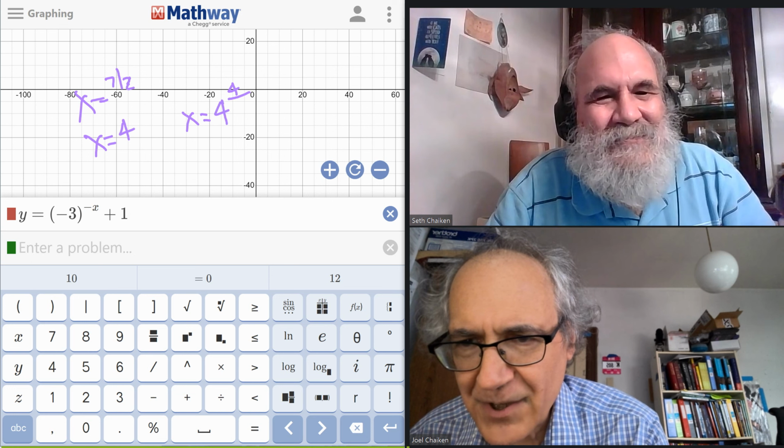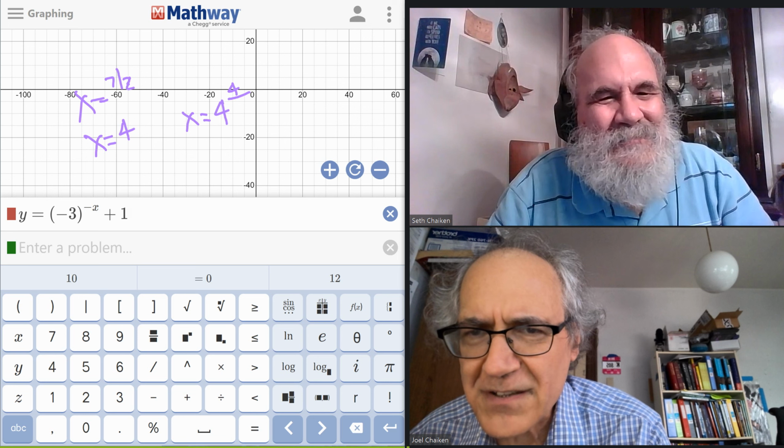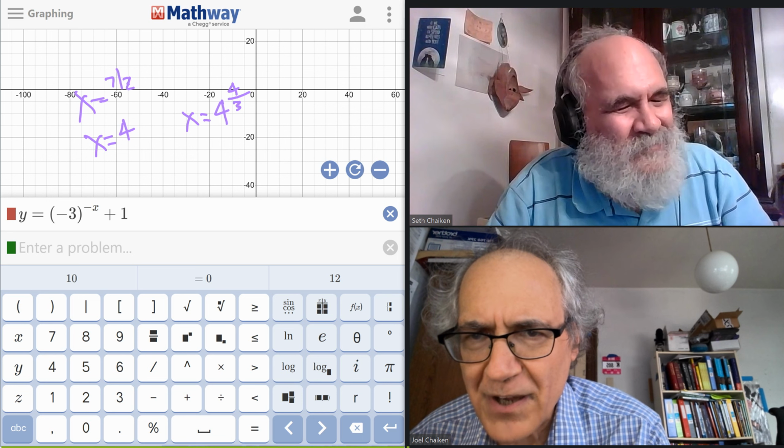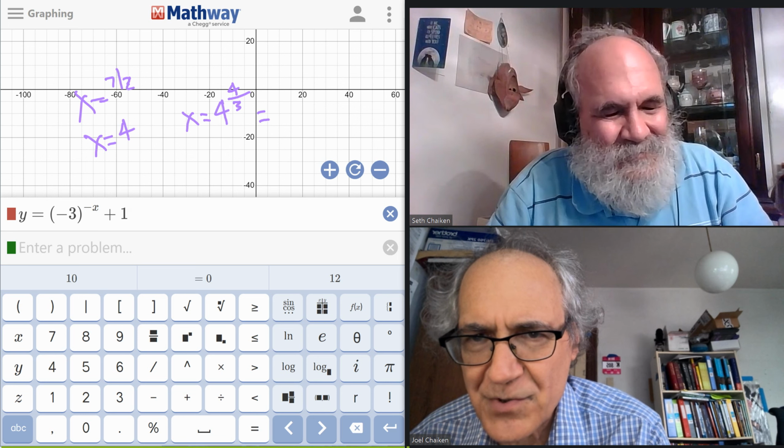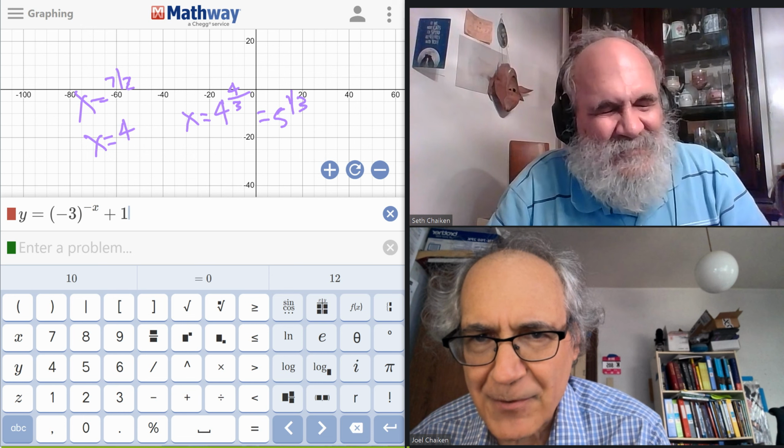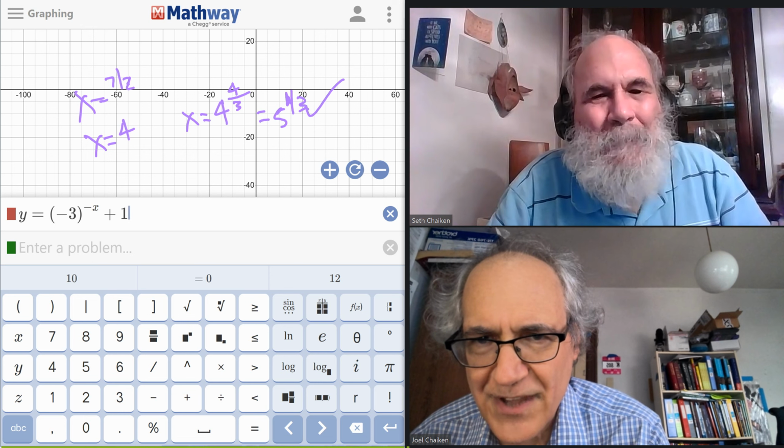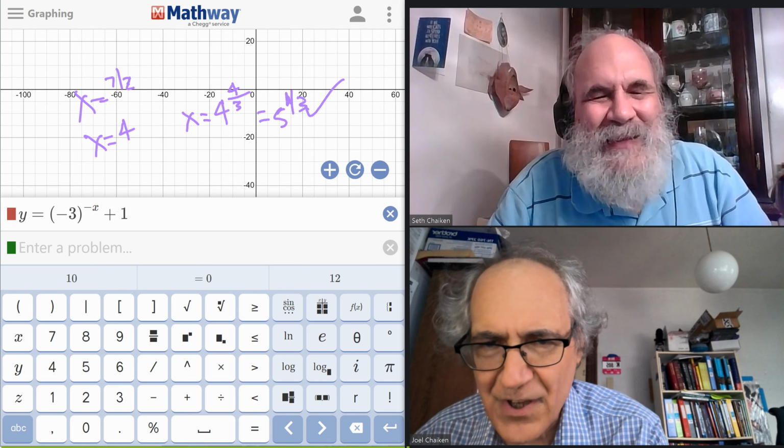4/5? -3 to the 5th? What's the 5th root of -3? No, let's say the cube root, that would work, right? 4 and 4/3, which would be 5 and a third. If x is 5 and a third, that would work. There's a negative cube root for -3. So if x is 5 and a third, it works, but if x is 7/2, it doesn't. I don't know.